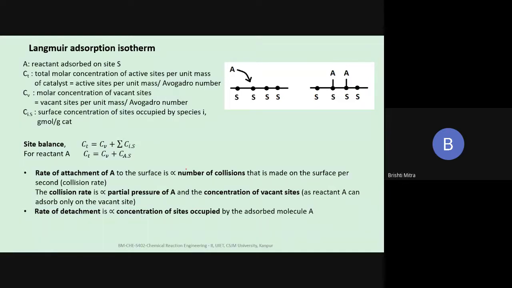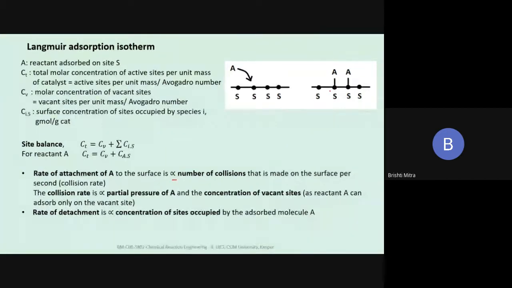Now, the rate of attachment of A to the surface is proportional to the number of collisions that are made on the surface per second. Obviously, the more the gas molecules come and hit this surface, the more would be the probability of these A species getting attached to the S species. So they are proportional to the number of collisions made on the surface per second. This is known as the collision rate.